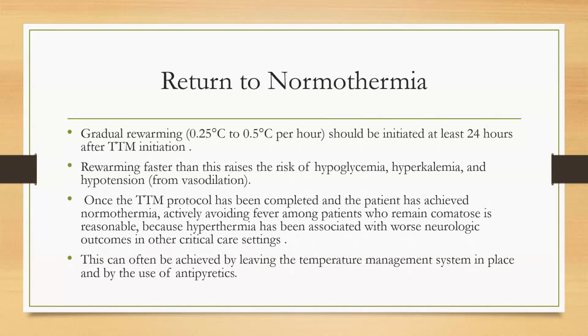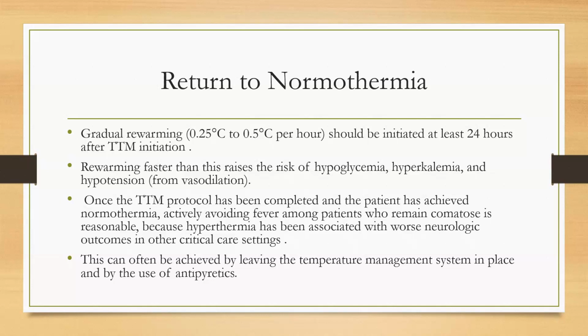Now, return to normothermia. Gradual rewarming, that is 0.25 degrees Celsius to 0.5 degrees Celsius per hour, should be initiated at least 24 hours after TTM initiation. Rewarming faster than this raises the risk of hypoglycemia, hyperkalemia, and hypotension.